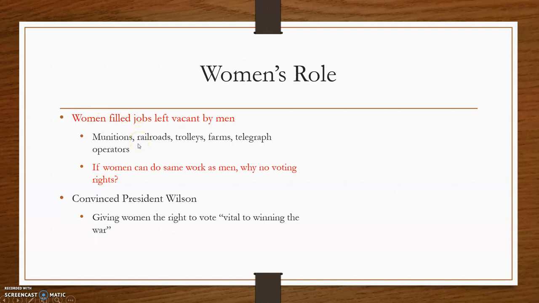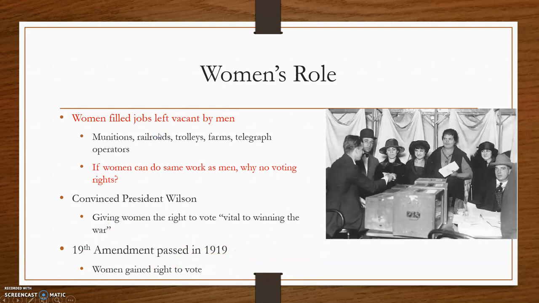We talked about women's rights and suffrage before, in that women were the first people to protest outside of the White House. And eventually, President Wilson will say that giving women the right to vote is vital to winning the war because they are participating in society in other ways. So the 19th Amendment is going to pass in 1919, and women are going to gain the right to vote. And this is a picture of some women actually voting for the very first time in the 1920 election.